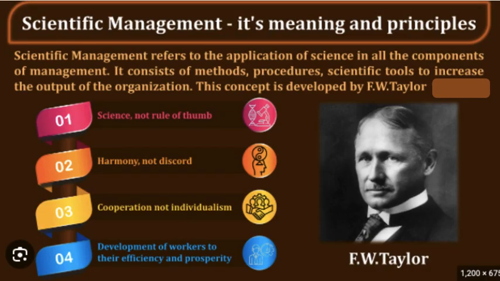Scientific management, its meaning and principles. Scientific management refers to the application of science in all components of management. It consists of methods, procedures, and scientific tools to increase the output of the organization. This concept was developed by Taylor. Science, not rule of thumb; harmony, not discord; cooperation, not individualism; development of workers to their efficiency and prosperity. These are all the principles of Taylor.